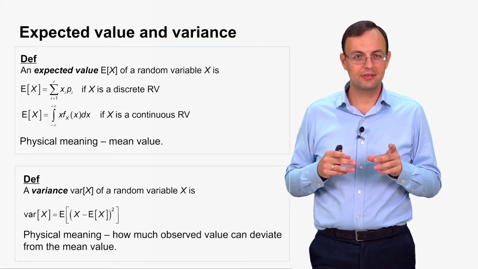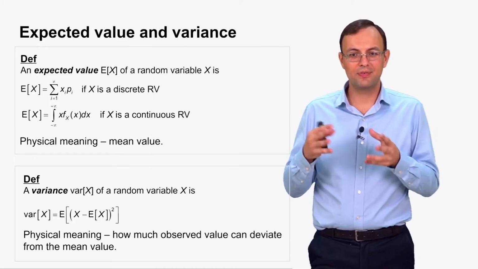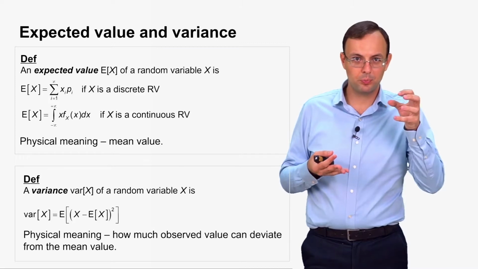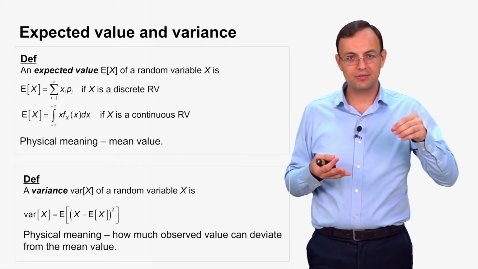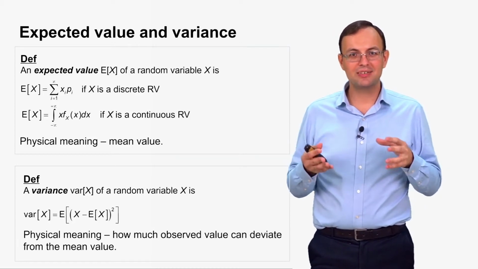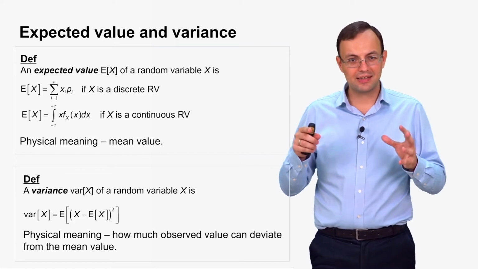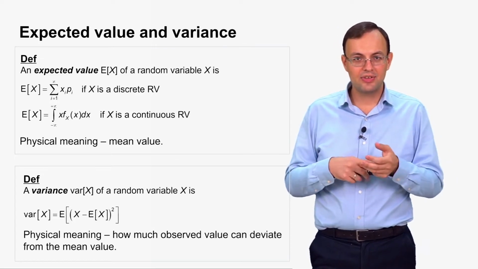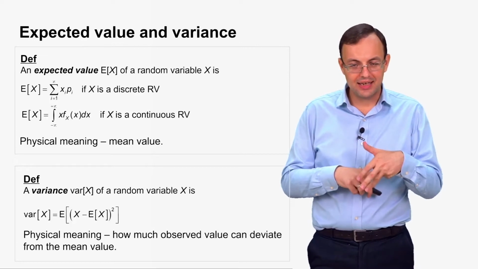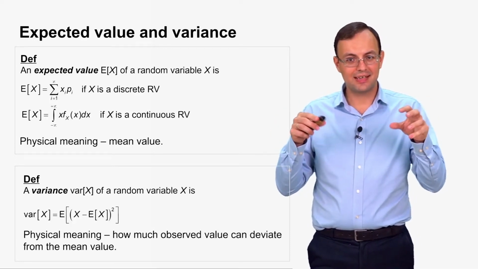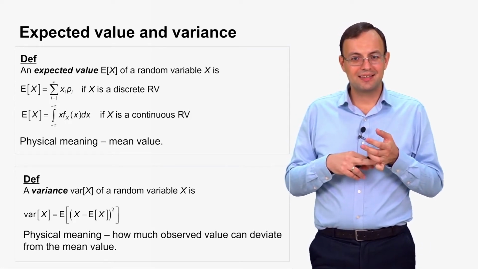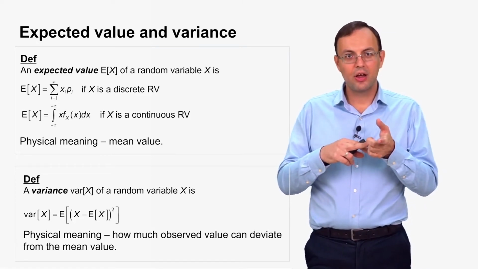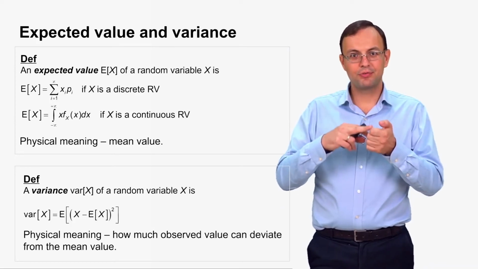Then E of X is the expected value of X, so E of X is the mean value. Then X minus E of X is the difference between the actual value of the random variable and its mean value. In other words, we can say that this is deviation. So X minus E of X is a deviation of a random variable from its mean value. Then this deviation is squared, and then another expected value is taken of all this. Expected value is a mean value. So this is the mean square of a deviation of a random variable from its mean value.